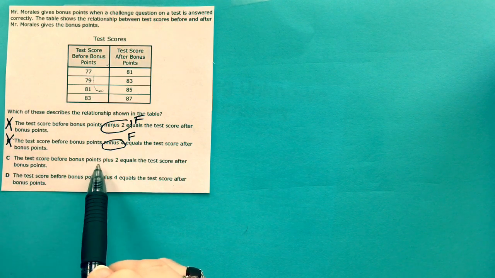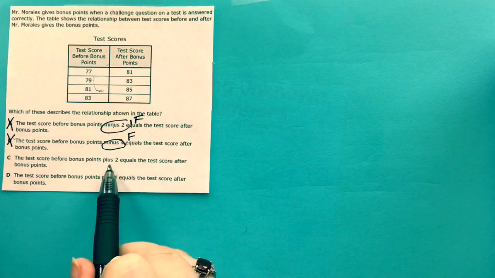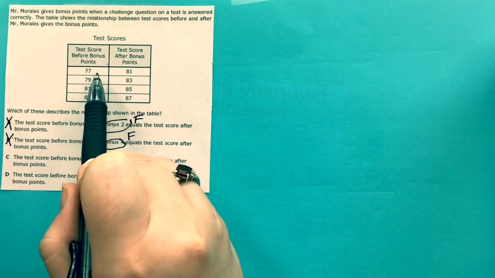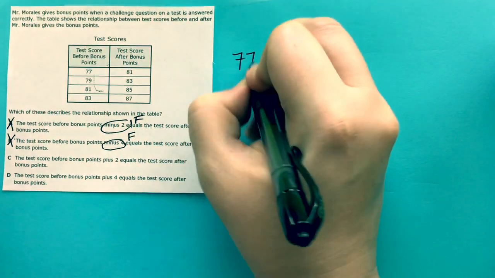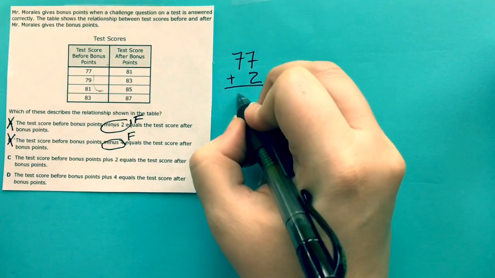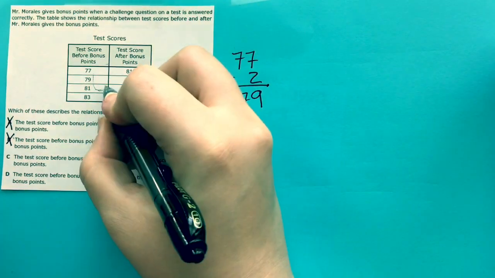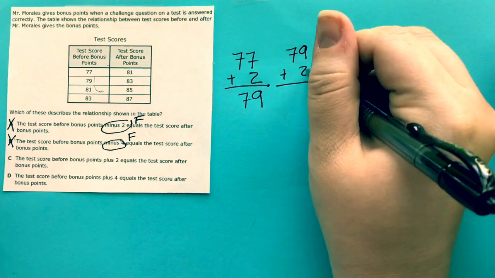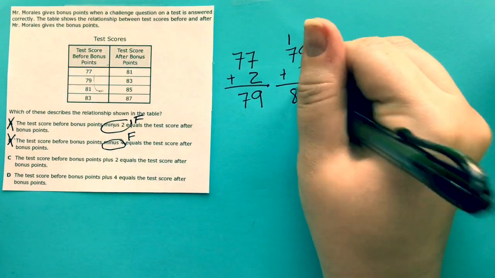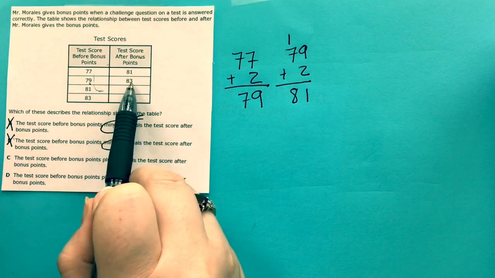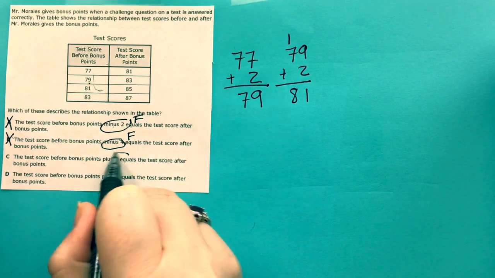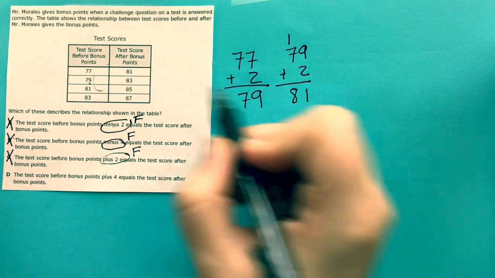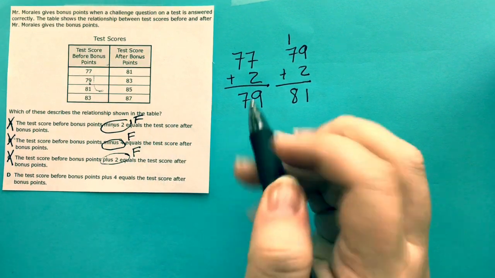The test scores before bonus points, our first table, our input here, plus 2 equals our test scores. Well, does 77 plus 2 equal 81? Well, 77 plus 2 actually equals 79. Let's just check it just in case. 79 plus 2 equals, 9 plus 2 is 11, 7 plus 1 is 8, 81. Well, 79 plus 2 doesn't equal 83, so plus 2 is also false. And I've checked it. It doesn't make any sense. So the challenge question is not worth 2 bonus points.